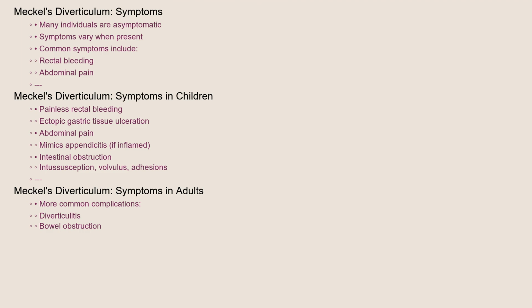However, when symptoms do occur, they can vary widely. In children, the most common presentation is painless rectal bleeding, often due to ulceration from ectopic gastric tissue. Other symptoms can include abdominal pain, which might mimic appendicitis if the diverticulum becomes inflamed. Intestinal obstruction can also occur due to intussusception, volvulus, or adhesions related to the diverticulum. In adults, complications such as diverticulitis or bowel obstruction are more common.